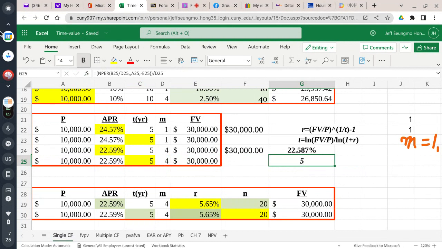Then that will give us 5 years, right? It will give us 5 years. So we can use Excel's built-in function, but you have to be careful when you use Excel's built-in function, right? Eventually it always falls upon you. It's your responsibility to make sure that it is doing the right thing.